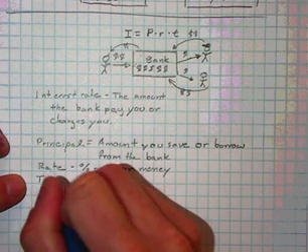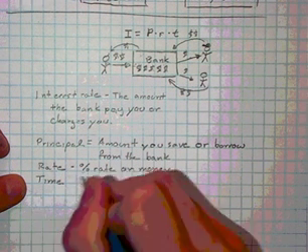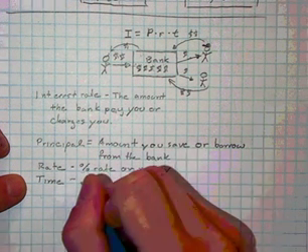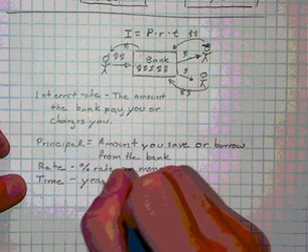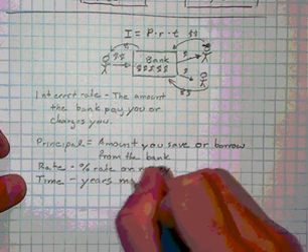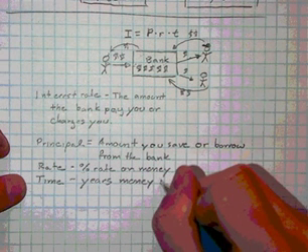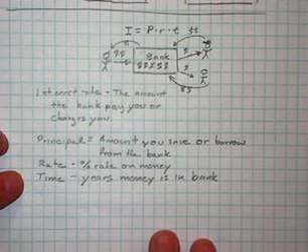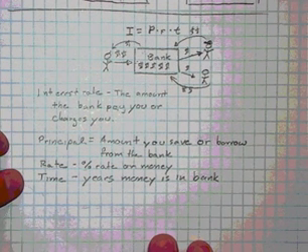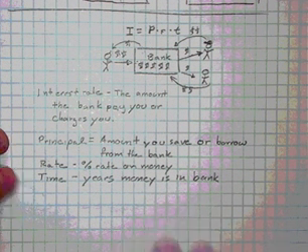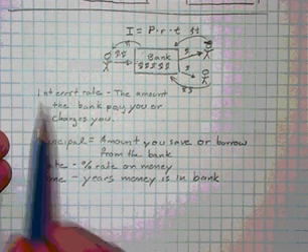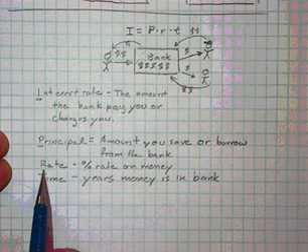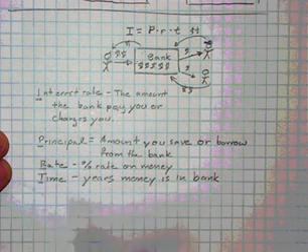And then there's the time. The time represents the years the money is in the bank. Interest equals the principal times the rate times the time.